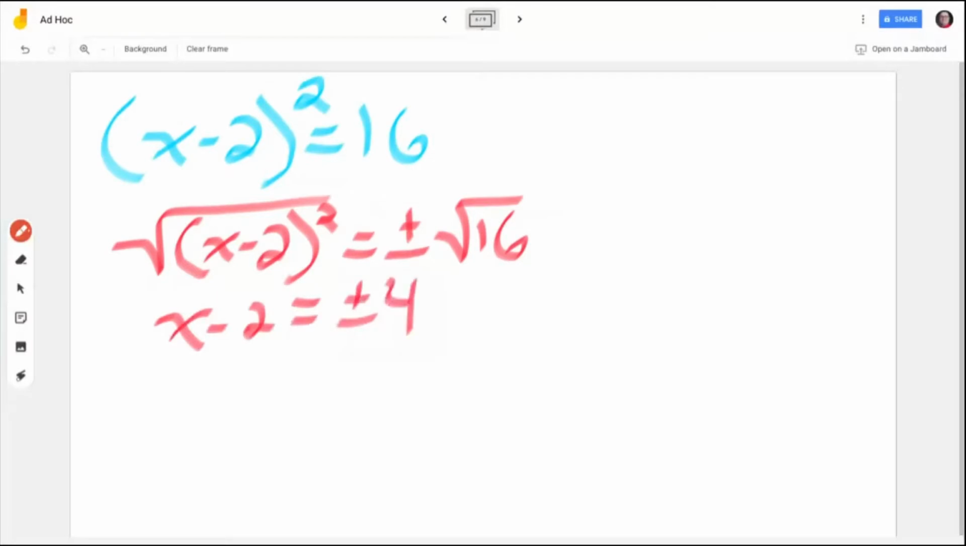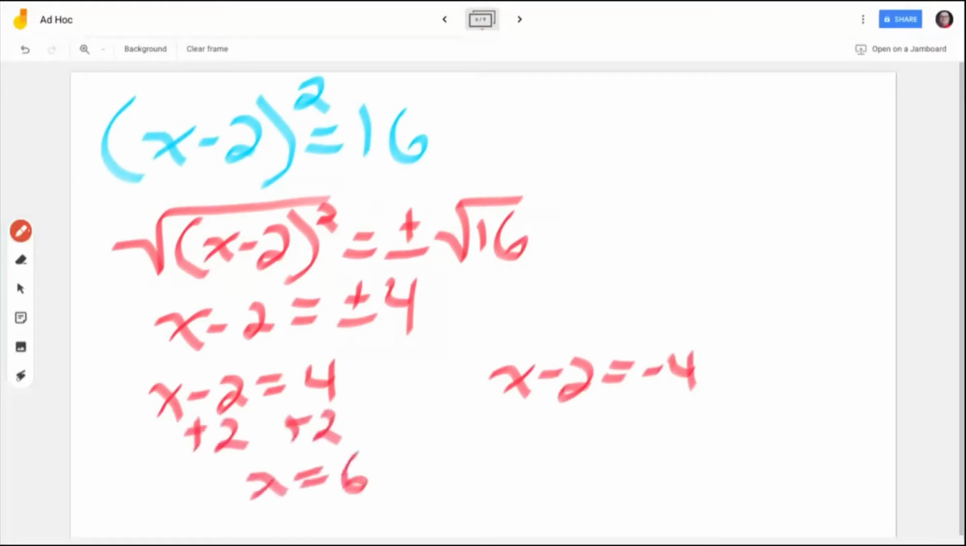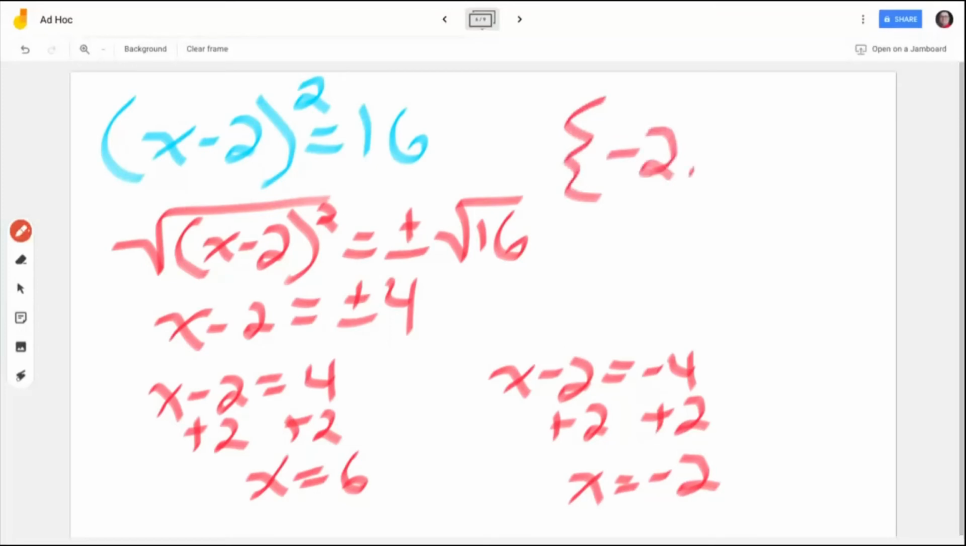Now, it's not solved for x yet, so what we end up with is two linear equations. We end up with x minus 2 is equal to positive 4, or x minus 2 is equal to negative 4. And we just need to solve those. So we'll add 2 to both sides here, and we'll get x is equal to 6 there. And then on this one, we'll add 2 to both sides here, and we'll get x is equal to negative 2. And so our solution set for this one is negative 2 and 6. And that is solving a quadratic equation with the square root method.